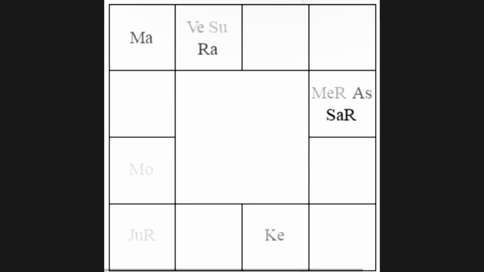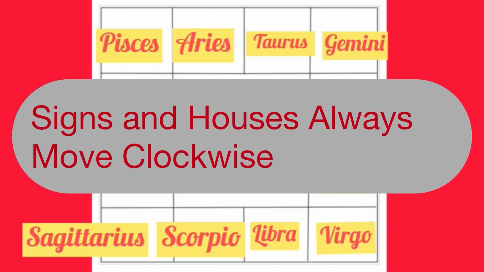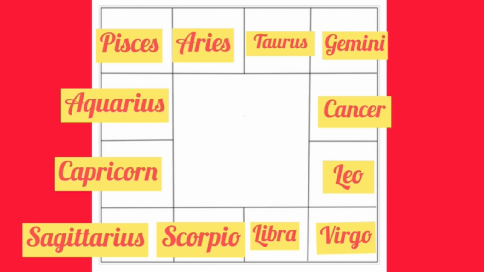Once you know where the signs go in the South Indian chart, you just remember it, and you know that everything always goes in a clockwise motion, the signs and houses. You can pretty much look at a South Indian chart and know where each planet is, what the houses are.